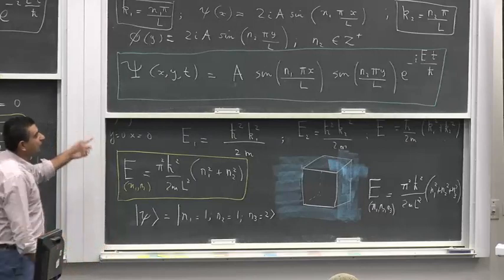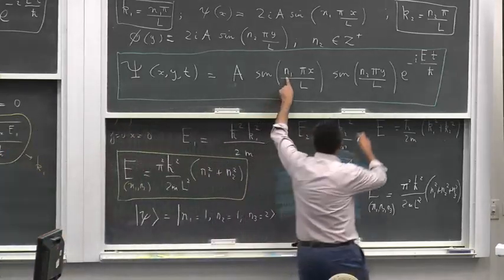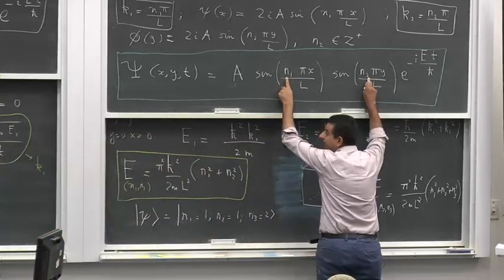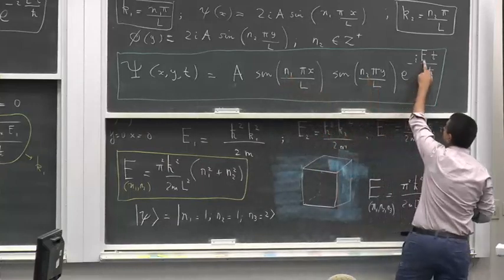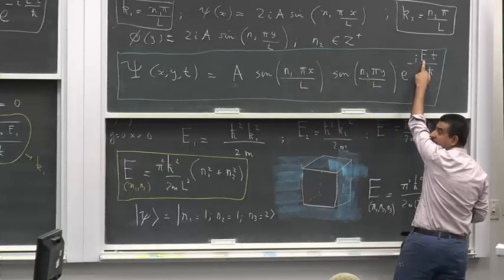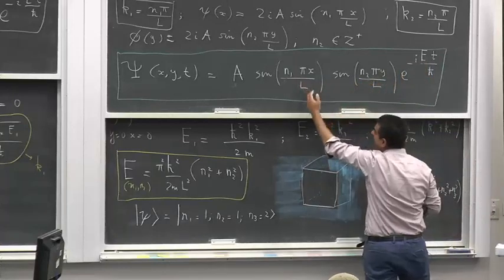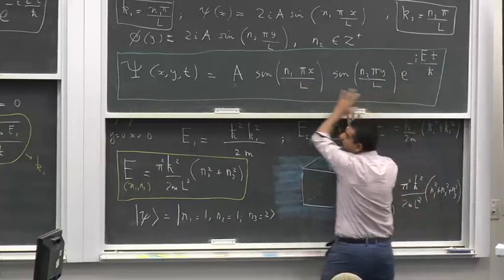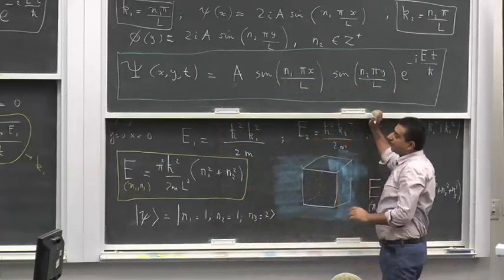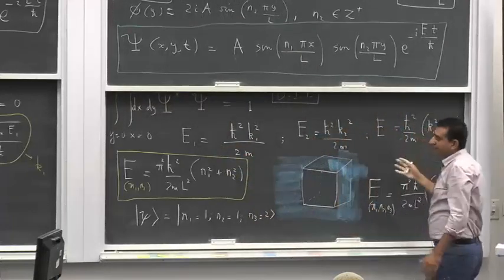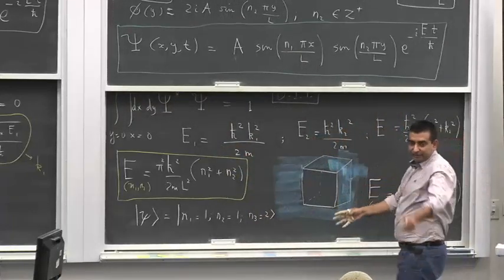I have the formulas. I just put in the values of N1, N2, and N3 in here. That determines what E is going to be. E depends upon these n's. I already know the length. So I have the complete description of the wave function, and I have the complete description of the energy of the system. Yes?